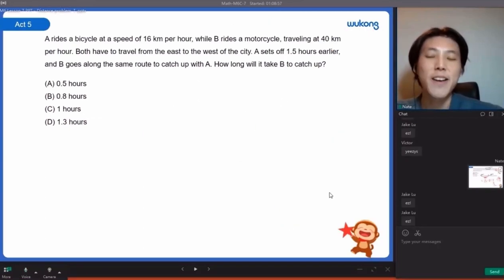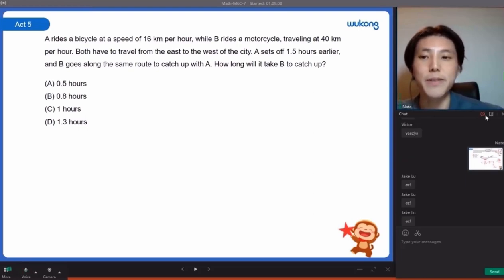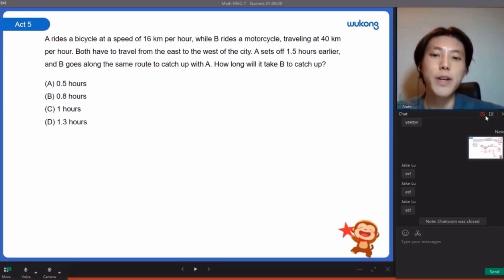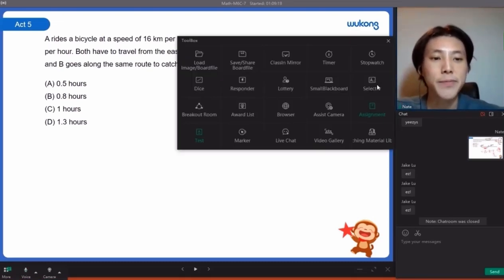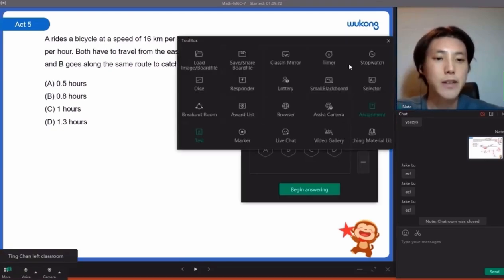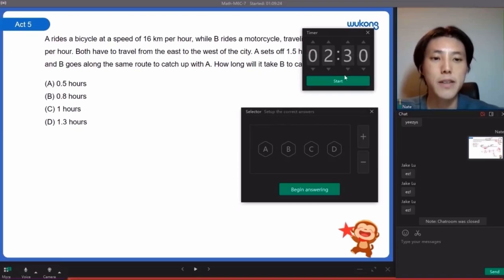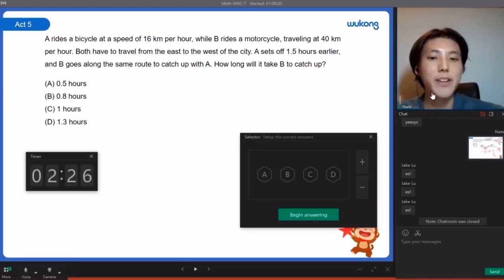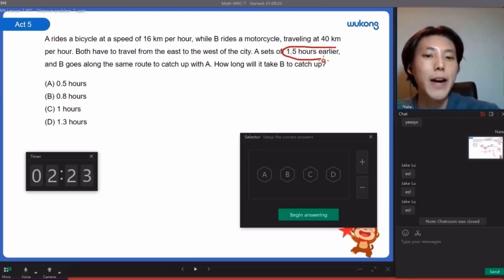A rides a bicycle at a speed of 16 kilometers per hour, while B rides a motorcycle traveling at 40 kilometers per hour. Both have to travel from the east to west to the city. A sets off 1.5 hours earlier, and B goes along the same route to catch up with A. How long would it take for B to catch up? Okay, now, it's the same thing. I'm going to give you guys 2 minutes and 30 seconds for this question. The only information that we know is that A traveled 1.5 hours earlier, so he had a head start.